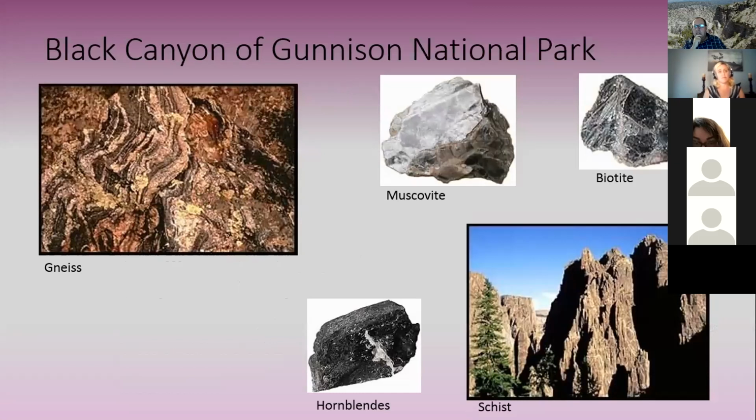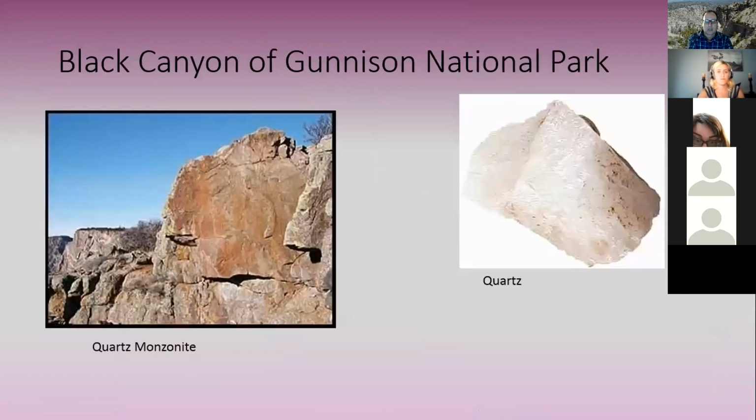Some of the rocks you're going to find at Black Canyon is a highly metamorphosed rock, gneiss, very high in muscovite. You'll also find garnet, staurolite, and you will also find schist. There's two kinds of schist at Black Canyon. You have your mica-rich schist, and you have your hornblende-rich schist. You'll also find quartz monzonite at Black Canyon. And the steepness of the walls of Black Canyon actually owe their existence to this rock.